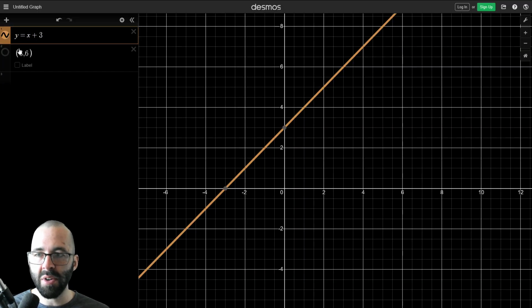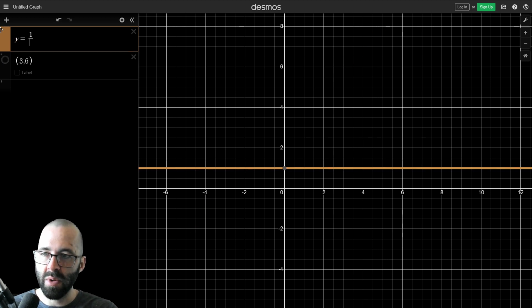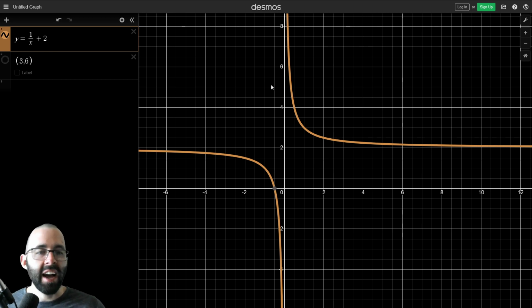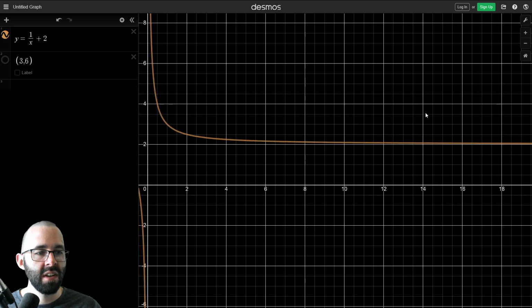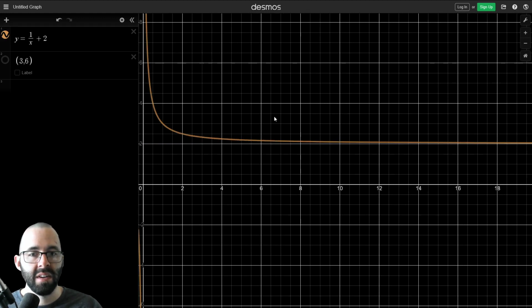So let's say I give you a function, and this function looks something kind of like this. Y is equal to 1 over x plus 2. So the whole idea of limits is, as x approaches a number, what does y approach? Well, limits at infinity is going to say, as x approaches infinity, as x goes zooming to the right, what does the y value approach? Well, we can go as far to the right as we want. The y value is approaching 2. So we'd say the limit of this function as x approaches infinity is 2.